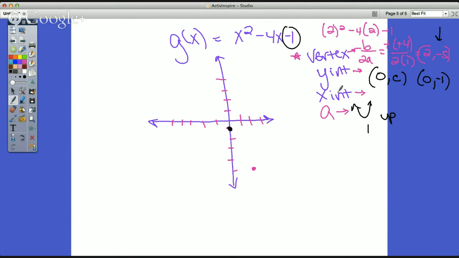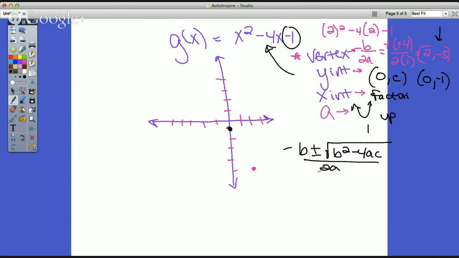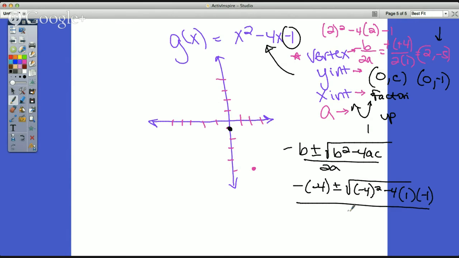My x-intercept can be found by factoring. Now, on the test, I'm going to just tell you that you could factor this and be able to solve for it. Absolutely can. But in this example, you're going to have to do the quadratic formula. So negative b plus or minus the square root of b squared minus 4ac all over 2a. So negative b would be minus negative 4 plus or minus the square root of negative 4 squared minus 4 times a times c. A is 1, c is negative 1. And it should go all over 2 times a, and a would be 1 here.